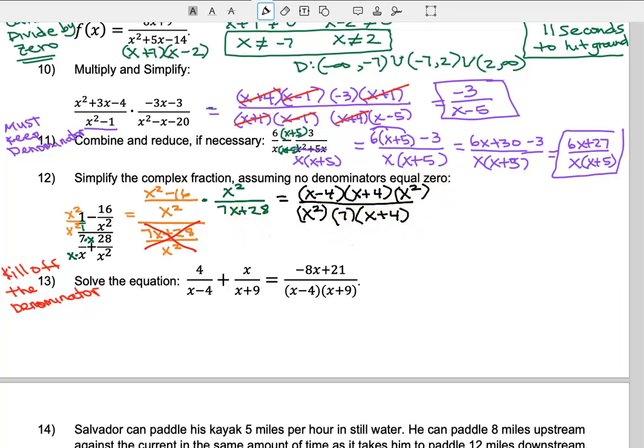And then, just like we did up here, this is where we get to just divide things out, which is fun. So our x plus 4 on the top with my x plus 4 on the bottom, my x squared on the top and x squared on the bottom. And so then that means I am left with x minus 4 on the top and 7 on the bottom. And that will be my answer.